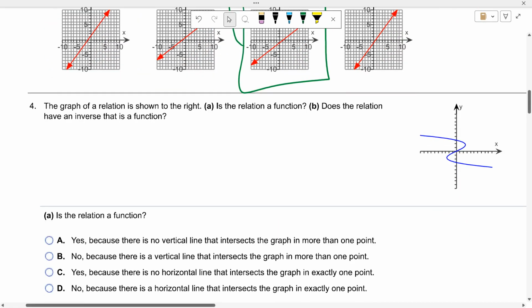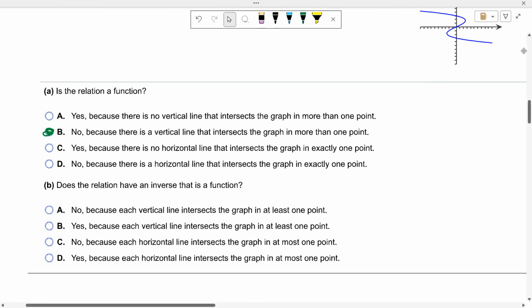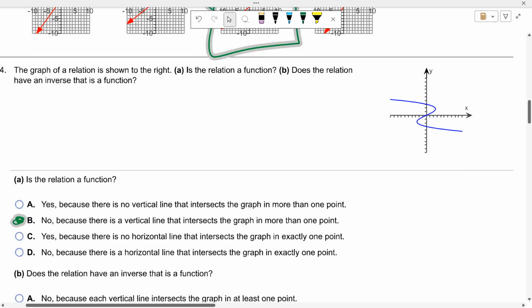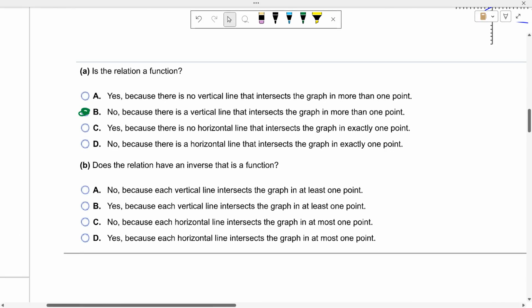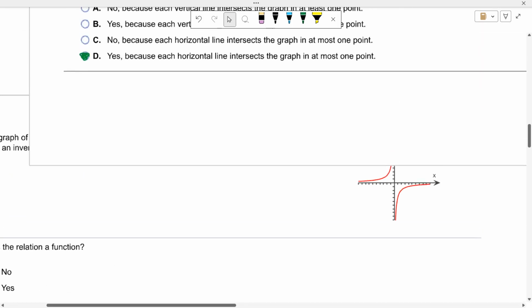Okay, inverse function. Is this relation a normal function? Does it pass the vertical line test? No, it does not pass the vertical line test, so no. A vertical line intersects the graph at more than one point, so the relation is not a function. Does the relation have an inverse that's a function? Does it pass the horizontal line test? Yes, it sure does. Since it passes the horizontal line test, yes. It does have an inverse that's a relation.